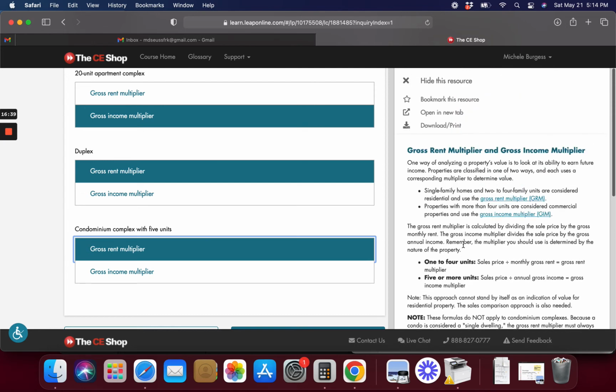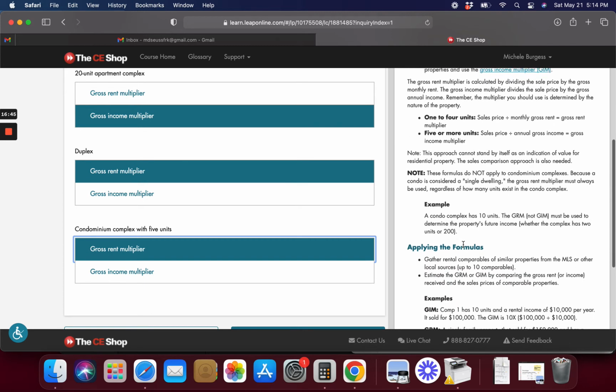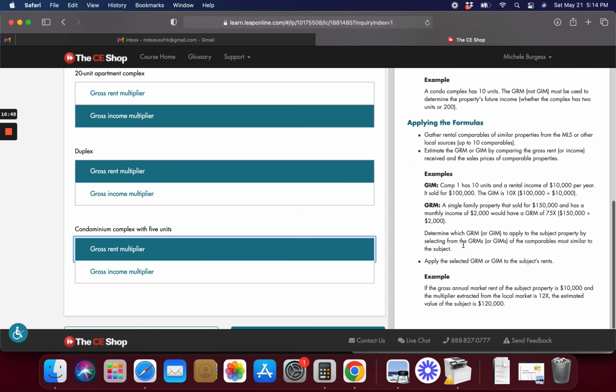What are these used for, I wonder? Analyzing the property's value and its ability to earn future income. I've never seen this on the test, but if you're into investing, these are the formulas that you would use to determine whether your property is a good investment. I guess you could get investors and help them. By the way, I guess that's why it's good to know this.